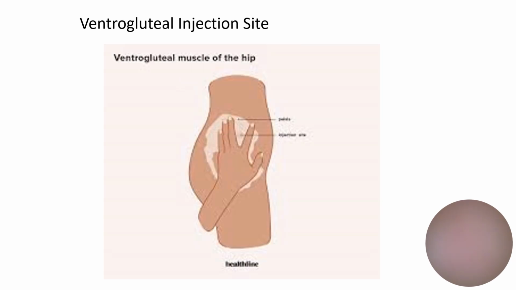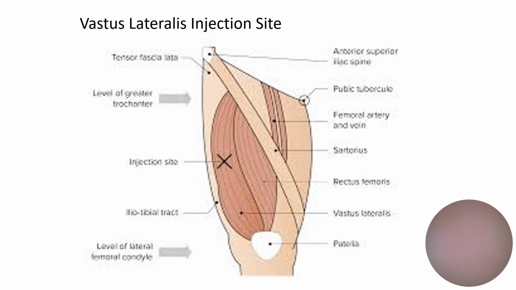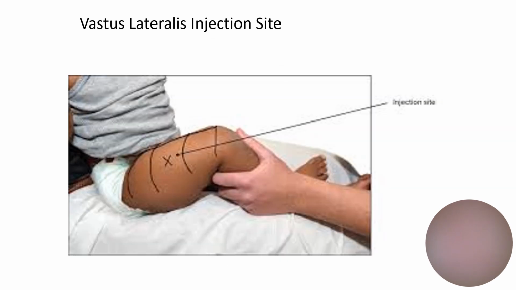This is just a photo showing you how she's locating the ventrogluteal site for the shot on the ventrogluteal muscle. And here's the vastus lateralis muscle. This is an adult, right here, on the far part of the thigh. See, that muscle looks good and strong there, doesn't it? This would be the vastus lateralis injection site on a little baby or a toddler.